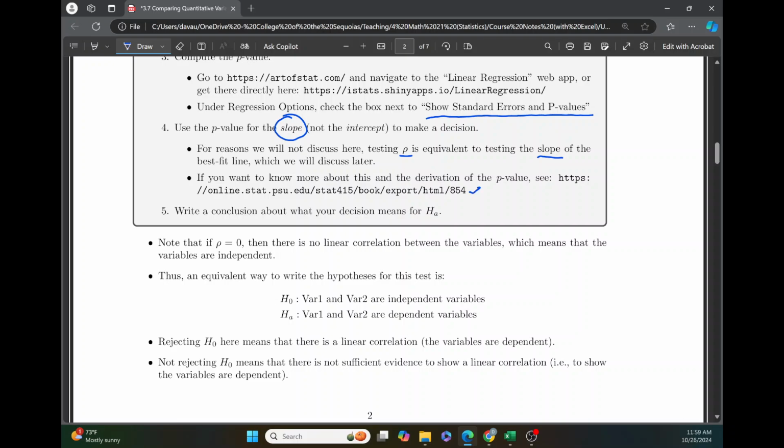Once we've made our decision, we'll write a conclusion, which says what our decision means for the alternative hypothesis.